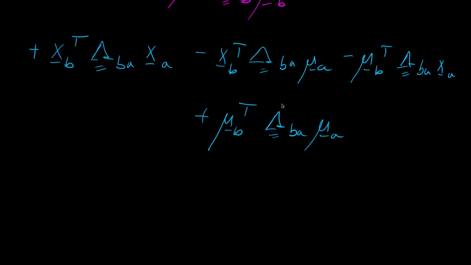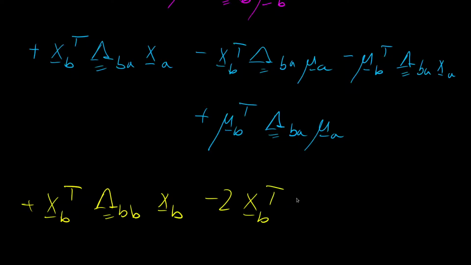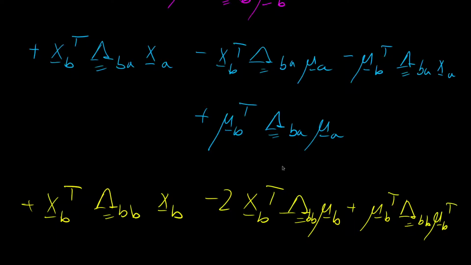And for this, we get an x_b transpose lambda_bb x_b minus 2. And here we again have the quadratic form x_b transpose lambda_bb mu_b, plus mu_b transpose, and I missed the bb here, lambda_bb mu_b. And then we can close for the multiplication with 1/2 and for the exponential.